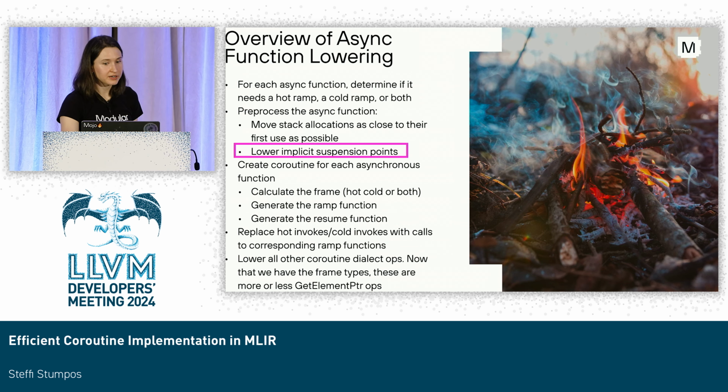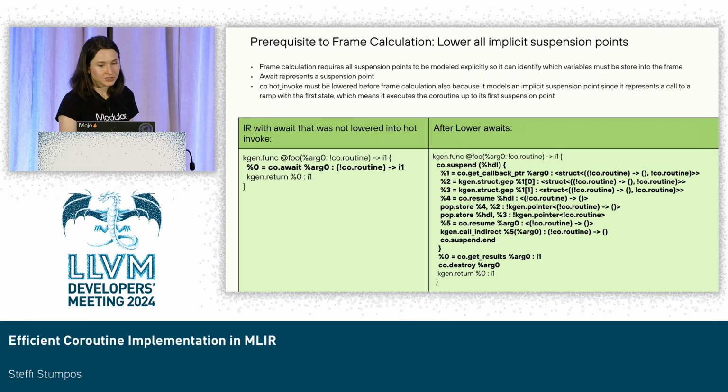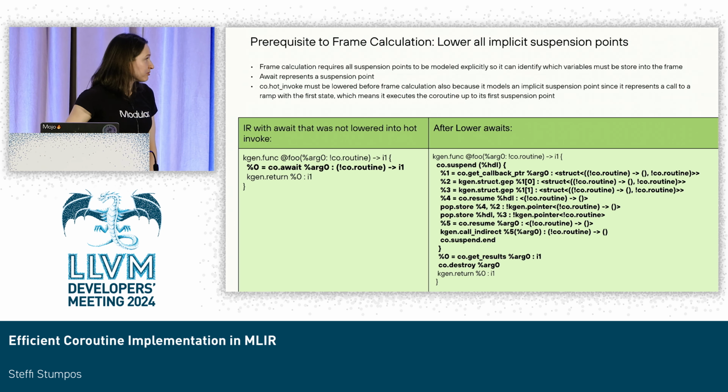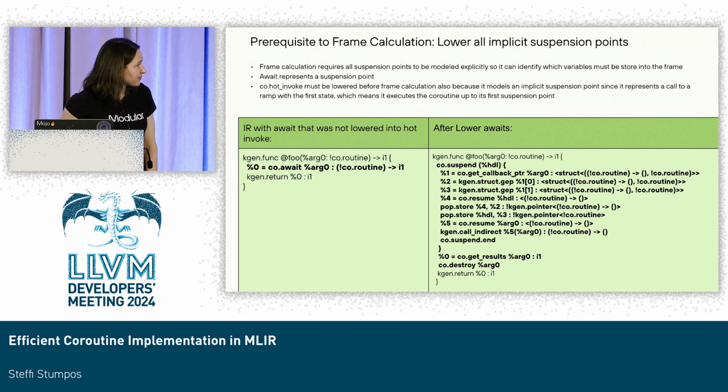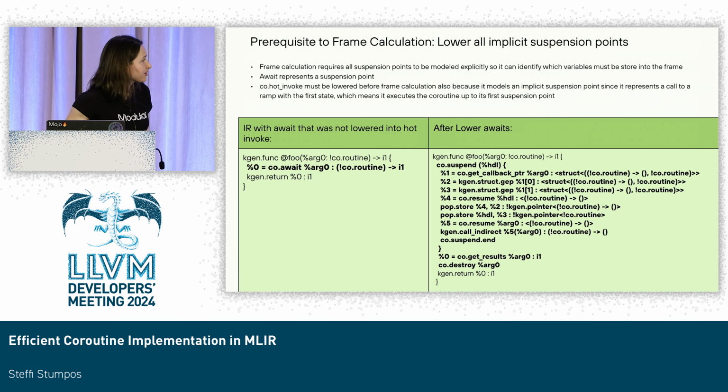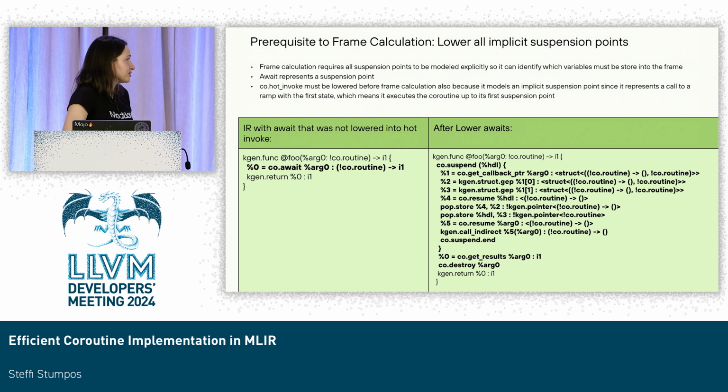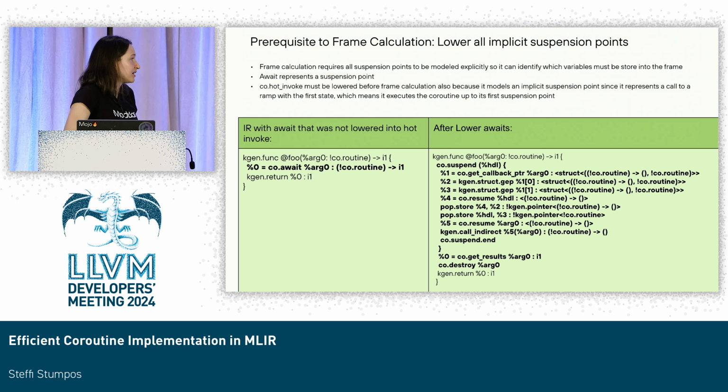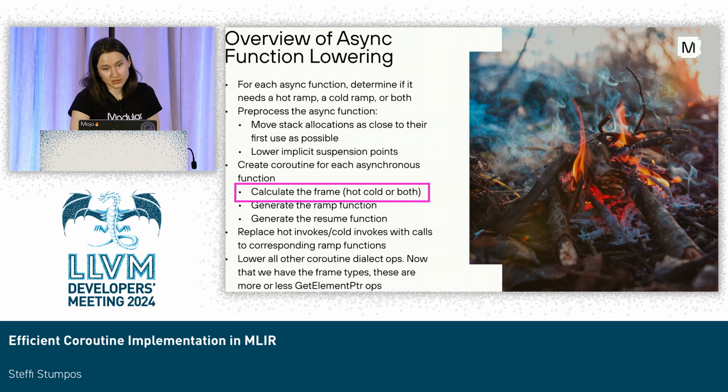So we'll start with lowering implicit suspension points. So here's the reason we have co-await, because this is what co-await actually represents. There's kind of a lot going on here, but we essentially set the callback to the parent and extract the results from the coroutine and then destroy the coroutine.